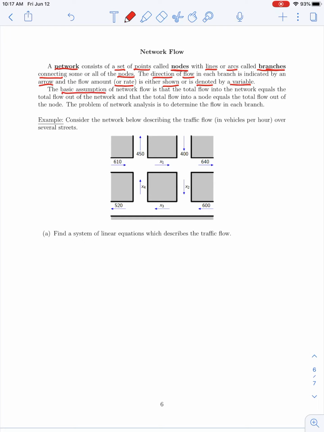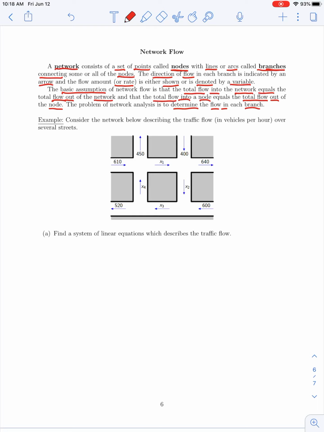So our basic assumption in these network flow models is that the total flow into the network has to equal the total flow out of our network. And additionally, the total flow into any node has to equal the total flow out of that node. So our problem of interest in analyzing a given network is to determine what is the flow in or the flow out along each branch or into or out of each node.